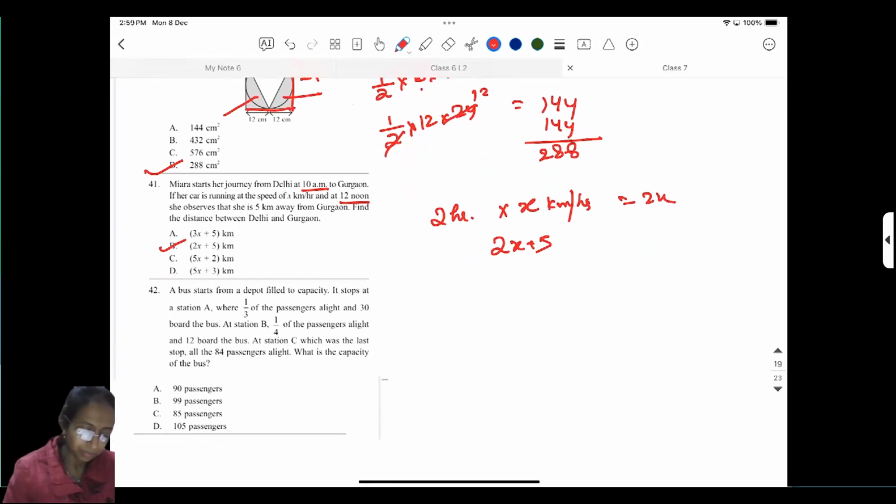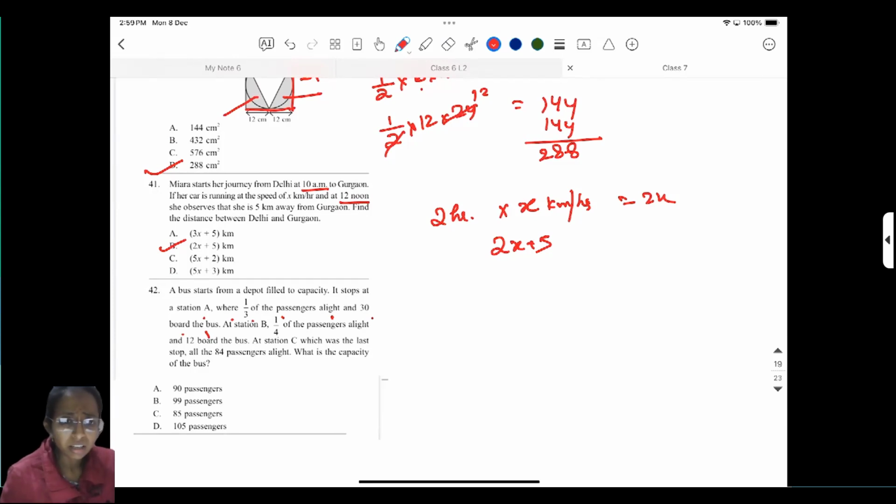A bus starts from a depot filled to capacity, that means fully filled. It stops at a station A, where 1/3 of the passengers alight and 30 board the bus. At station B, 1/4 of the passengers alight and 12 board the bus. At station C, which is the last stop, all the 84 passengers alight. What is the capacity of the bus?